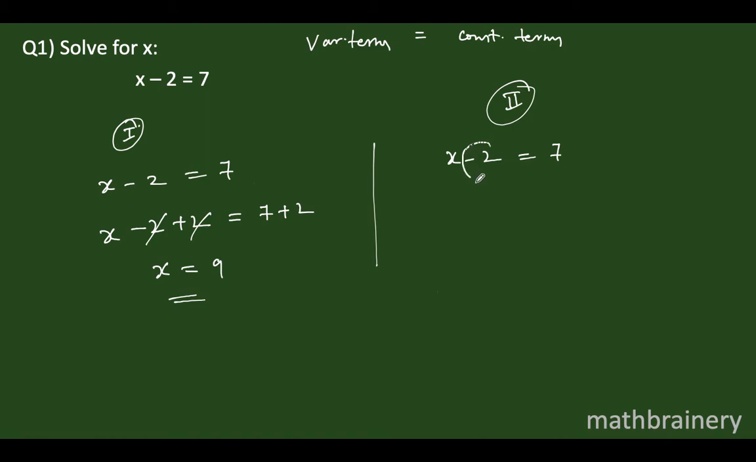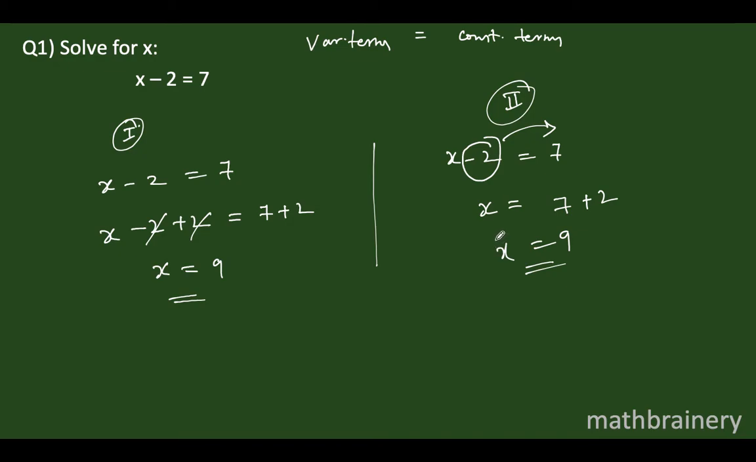I want to transpose this minus 2 to the right hand side so that the left hand side will become free of any constant term. Now here when I transpose minus 2 to RHS, its sign changes from minus 2 to plus 2. So x must be 7 plus 2, which is 9, which is the same result.